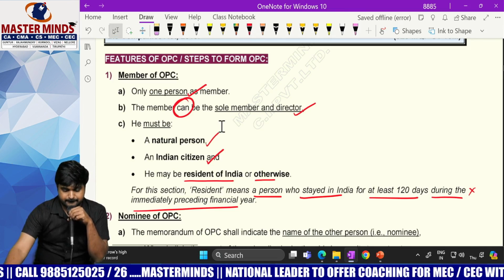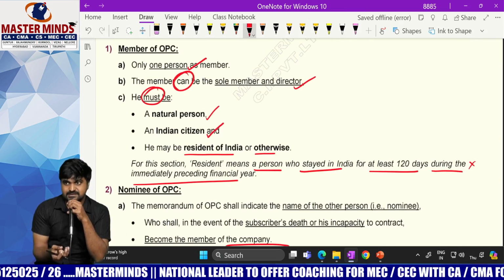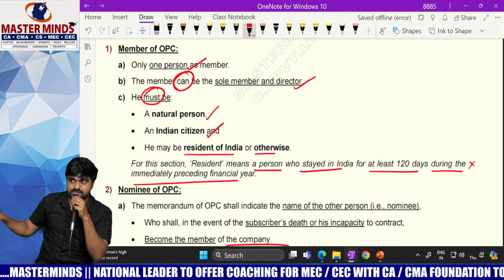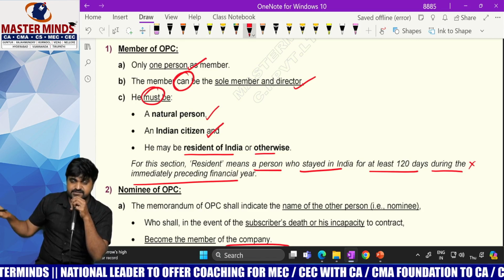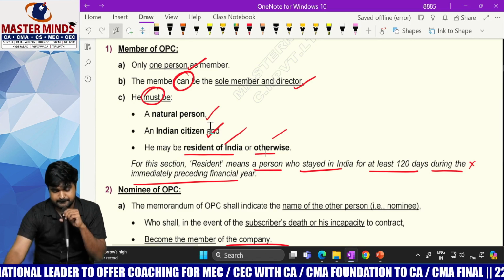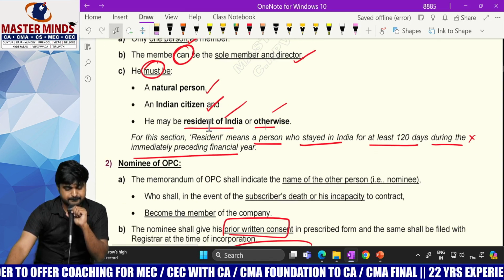He must be a natural person. So here it is "must." What does it indicate? Now it is mandatory. There is no option. He must be a natural person. He must be an Indian citizen. He may be resident or not, an Indian citizen who may be resident of India or otherwise.